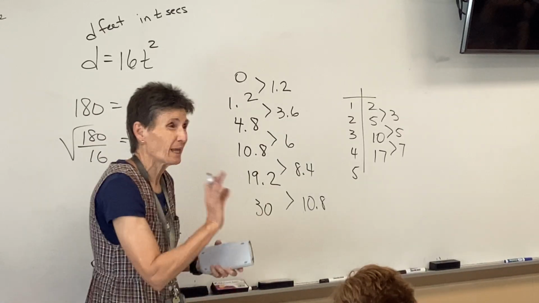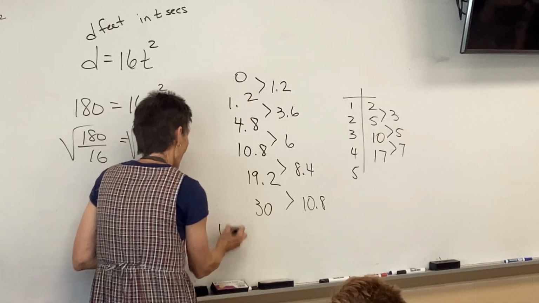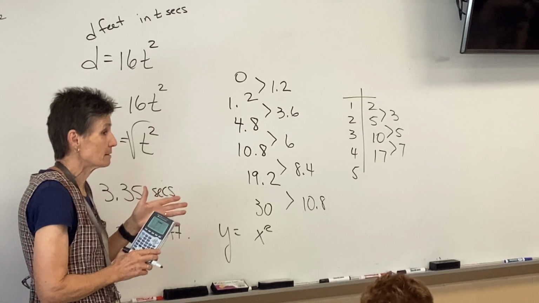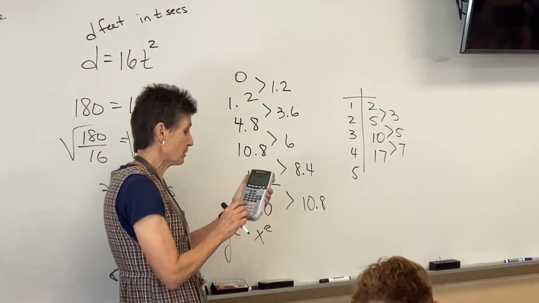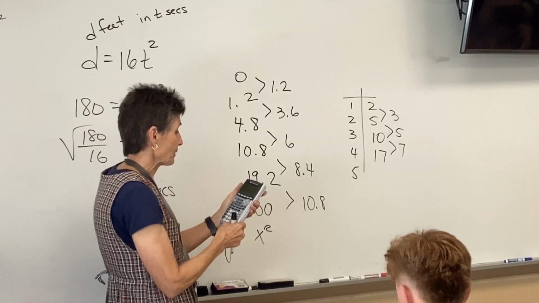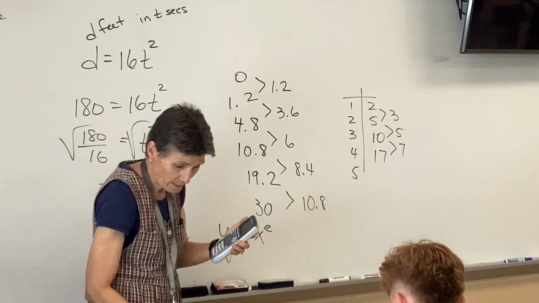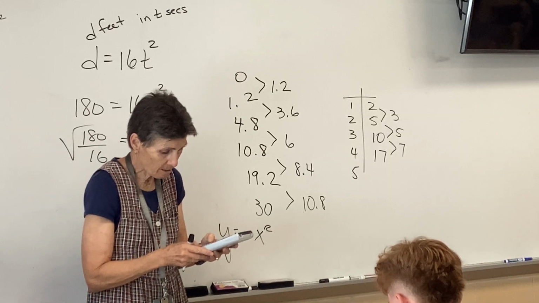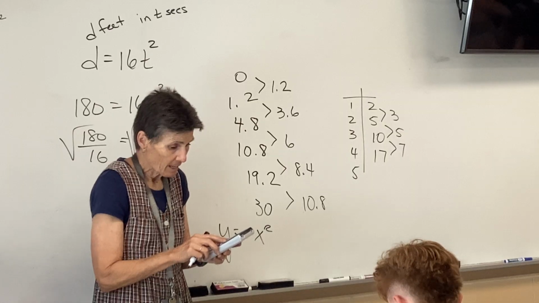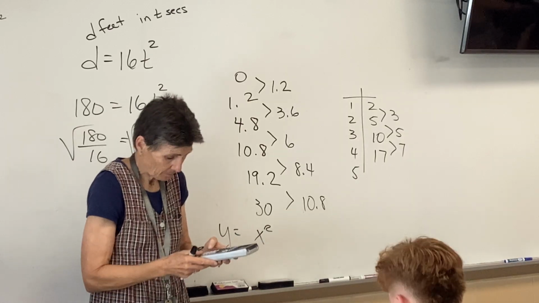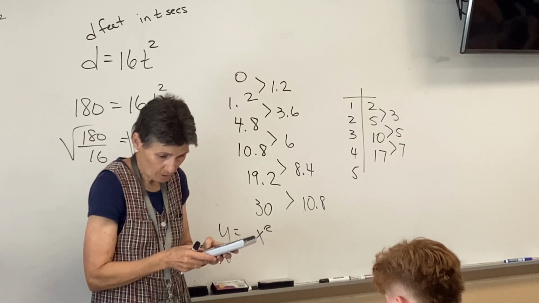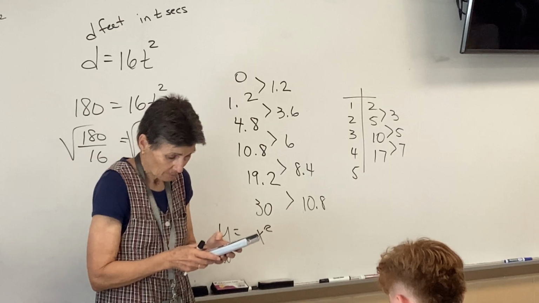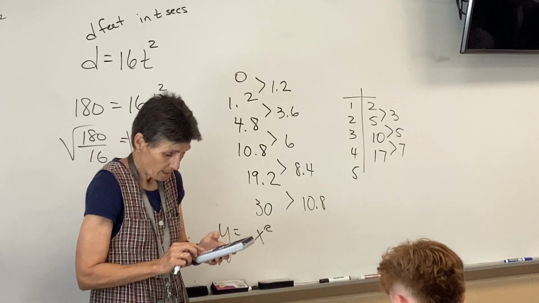Now, you can either play around with it, you know it's going to be y equals something x squared, or you can go to your calculator, stat, edit, and put those points in. So the x's are 0, 1, 2, 3, 4, 5. And the y's are 0, 1.2, and so on.